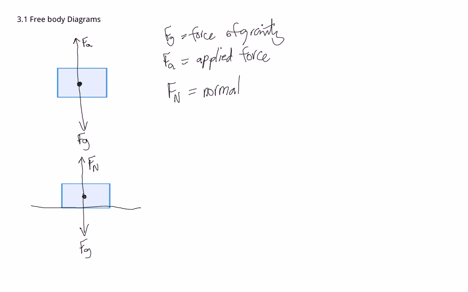A key thing to remember is that the normal force is always perpendicular to the surface. In this case, our normal force is at a 90-degree angle to the ground. Now let me redraw it here. Let's suppose we had the book again, but it's on a ramp. Let me draw a triangle. We've got the book, our object, sitting on the ramp.